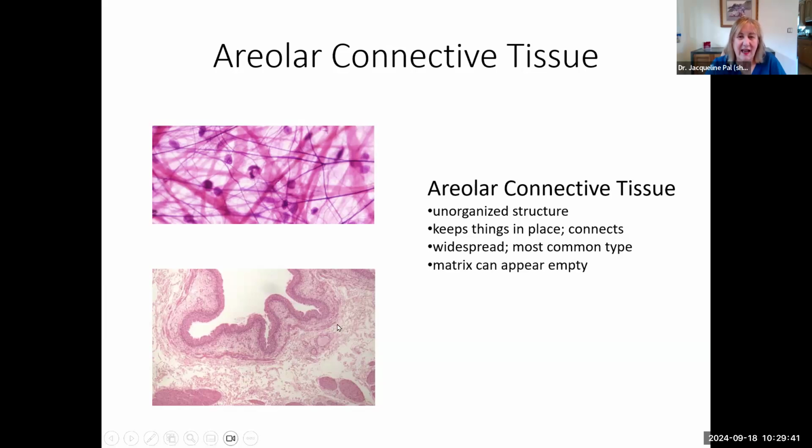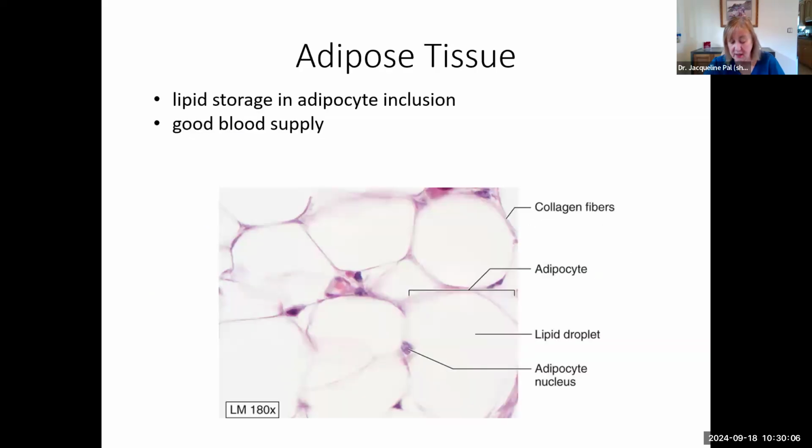When you look at it histologically, do you see here how this looks very white, like there's almost nothing in it? Yeah, the matrix can appear empty. Why? Because there's a lot of water in it. And so it just doesn't look like there's a bunch of stuff in it. Okay. So that's why it's a great universal packing material.